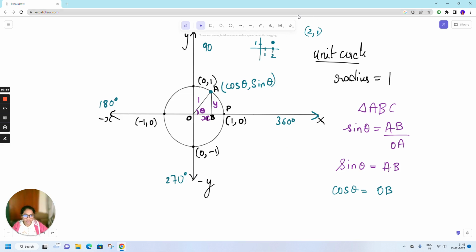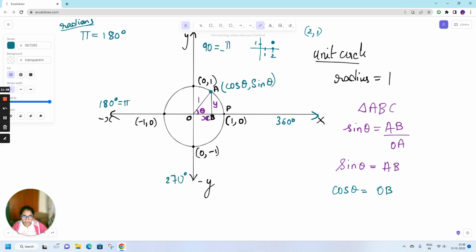Now, in trigonometry, we have something called pi. We can convert this degree value in terms of radians. So what is the value of this pi? We say pi is equal to 180 degree. If pi is 180 degree, what would 90 be? 90 would be pi divided by 2. If I substitute 180 in place of pi, I would get 90.